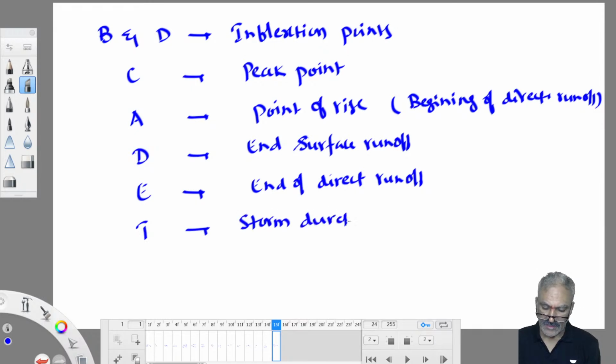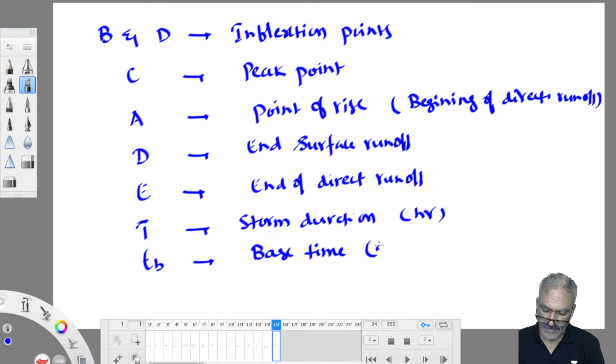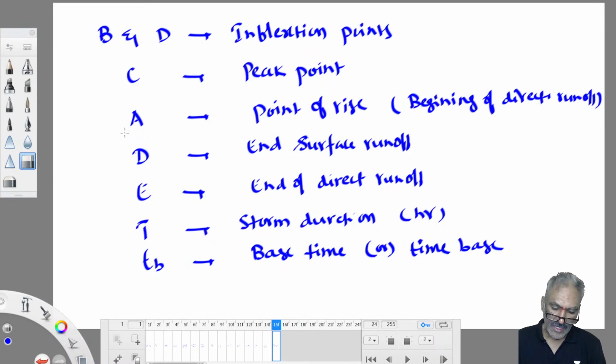How long rain has occurred? Normally you express in hours. And TB is known as base time, or time base. How long direct runoff is contributed to the river from a catchment. How long the catchment drains direct runoff into the river. That's called base time. First drop of direct runoff to last drop of direct runoff. First drop of direct runoff joins at point A. Last drop of direct runoff ends at point E. So the starting of direct runoff and the end of direct runoff. Okay, that is TB.